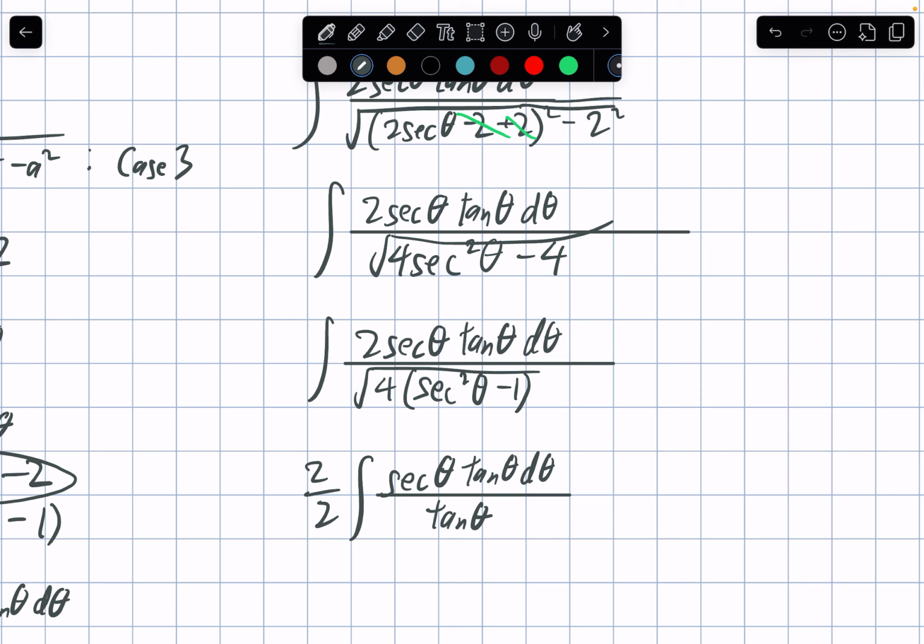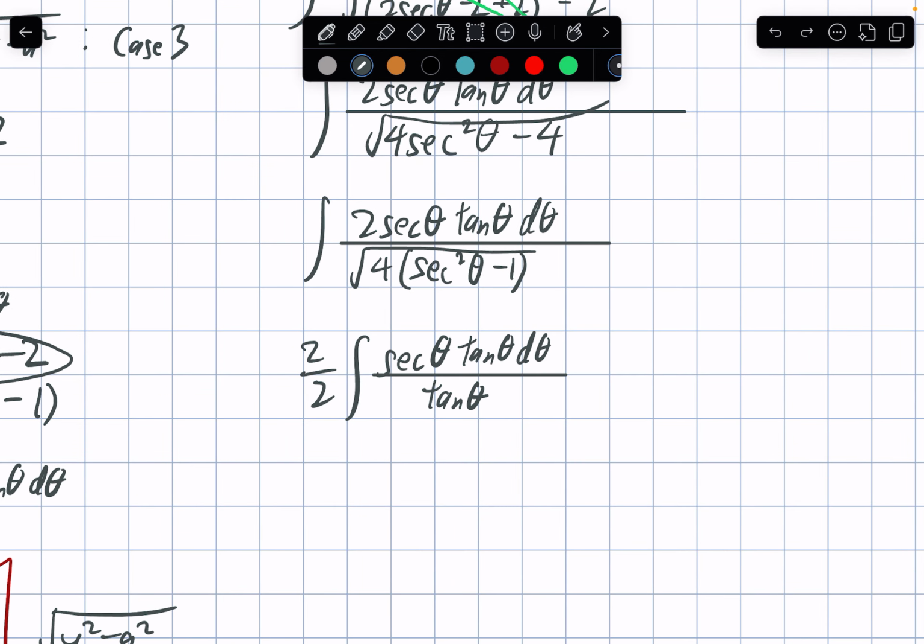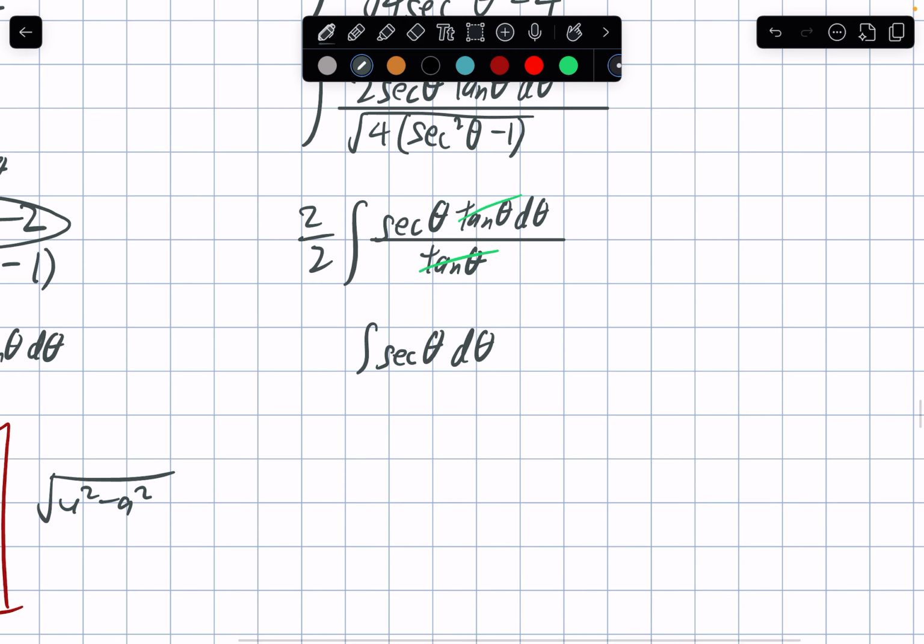Inside, we have tangent squared theta, right? It has a squared, but because there's a square root, the exponent cancels, so we only have tan theta as a result. And they cancel, so we have the integral of secant theta. If you know your basic integration formulas, the integral of secant theta is equal to the natural log of secant theta plus tan theta. Don't forget the plus c.